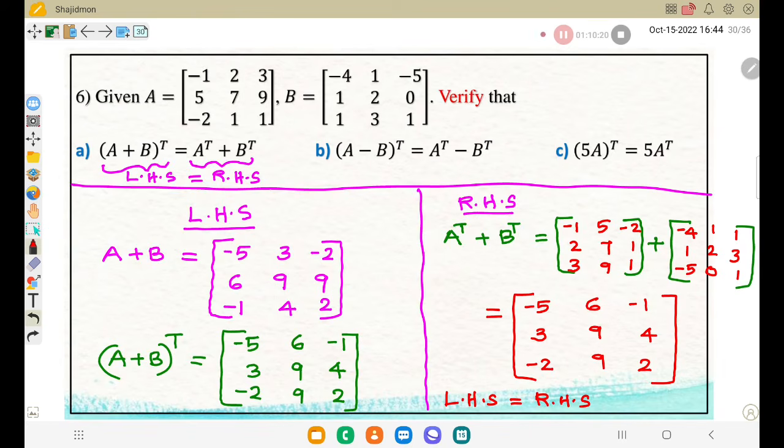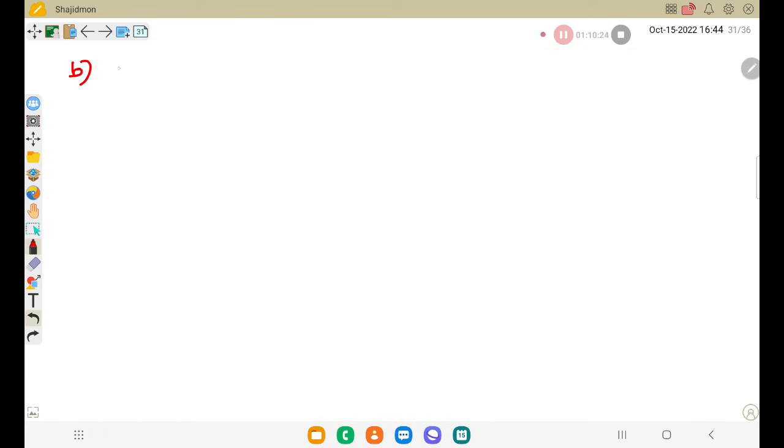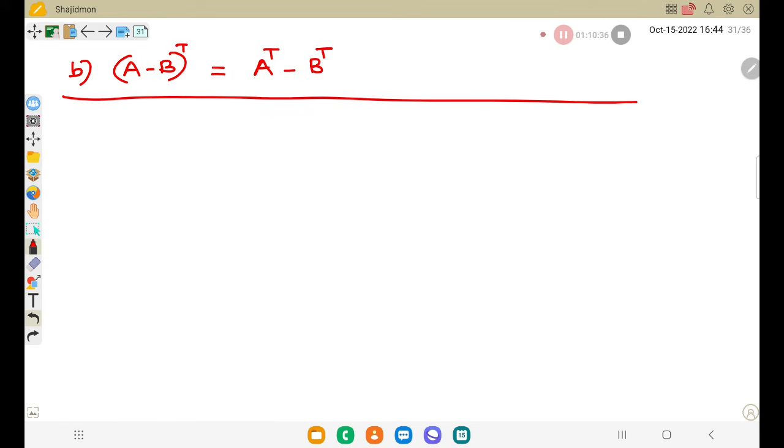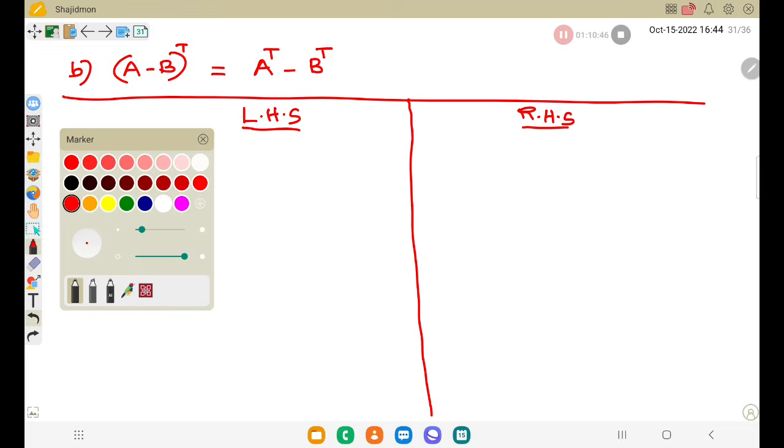Now the B part of the question. What do we do? (A minus B) all transpose equals A transpose minus B transpose, same or not? Okay, so the same way we are doing. First we need to do the left hand side, then we need to do the right hand side of the question, and check whether the answer is correct or not after.